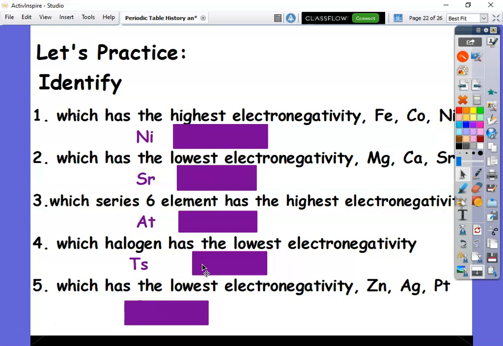And lastly, which has the lowest of Zn, Ag, and Pt? These elements are in a diagonal, but Pt is the furthest down of the three on the periodic table, so that means it has the most energy levels of those three kinds of atoms, and it's also the furthest to the left. And remember, the further we go to the left, the larger the atoms are, because there is a less effective nuclear charge. So Pt is the answer for number 5.